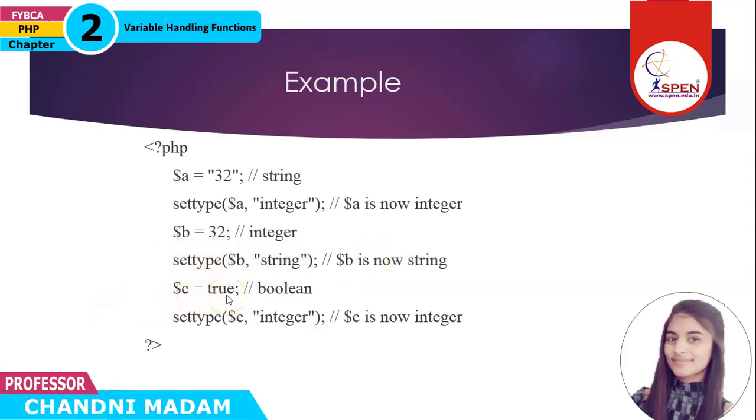$c equal to true. True means a boolean value. Here settype($c, integer) converts the boolean to an integer value. I hope now you have a better understanding of settype.